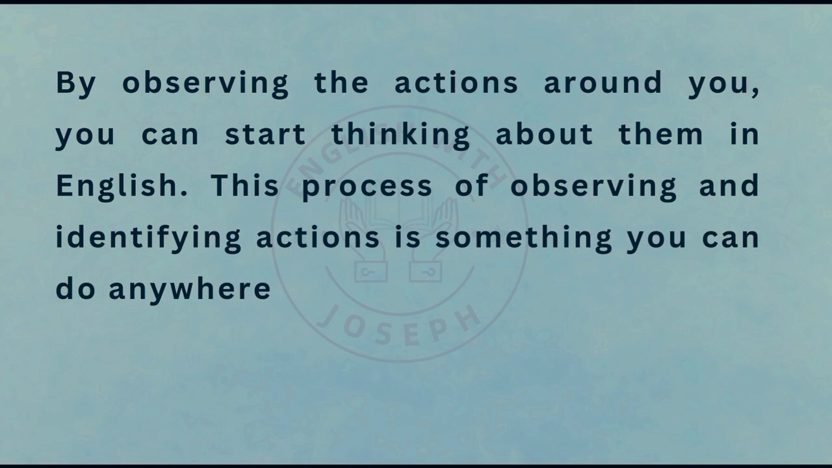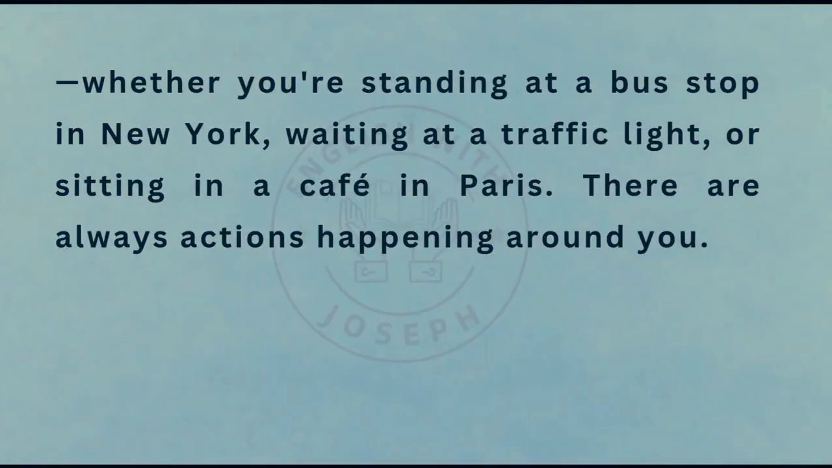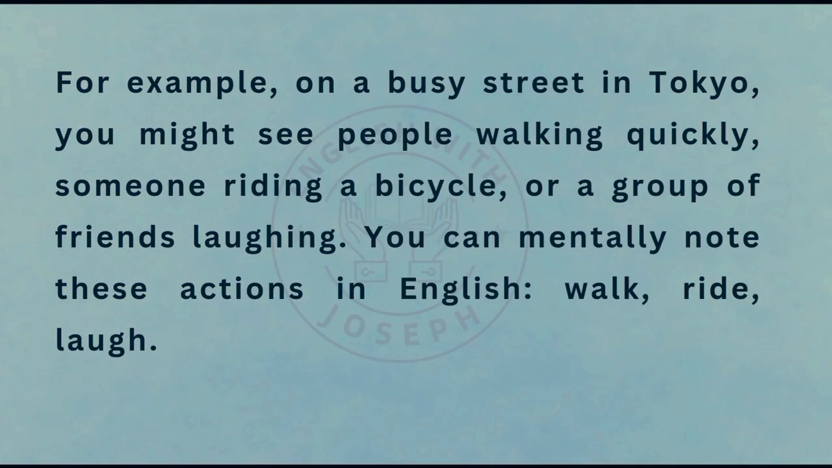This process of observing and identifying actions is something you can do anywhere, whether you're standing at a bus stop in New York, waiting at a traffic light, or sitting in a cafe in Paris. There are always actions happening around you. For example, on a busy street in Tokyo, you might see people walking quickly, someone riding a bicycle, or a group of friends laughing. You can mentally note these actions in English: walk, ride, laugh.